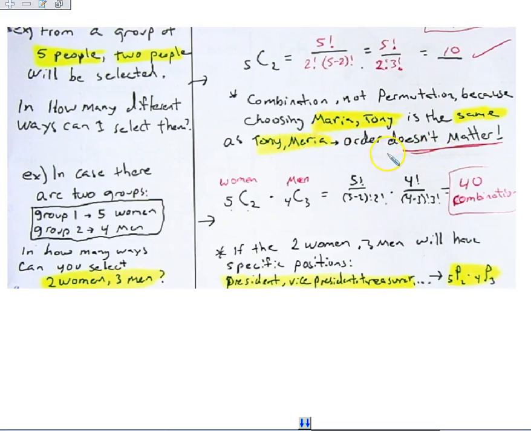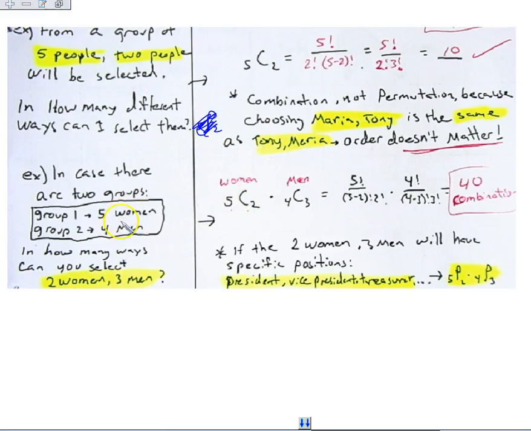Now, if I had been choosing the 2 people, let's say for president versus vice president, then it wouldn't be 5 choose 2. It would be 5P2. Okay, I'll get back to that point in a little bit.